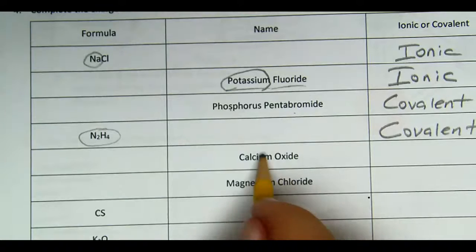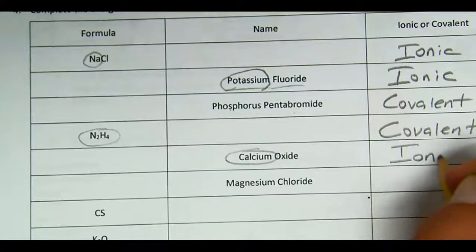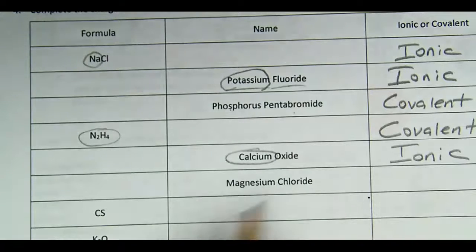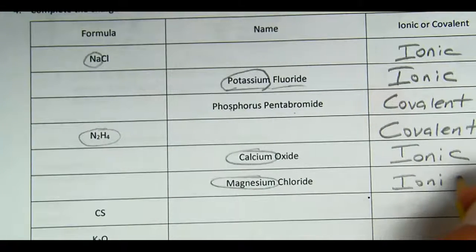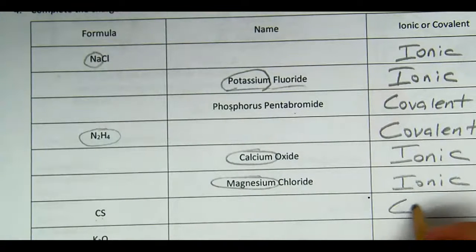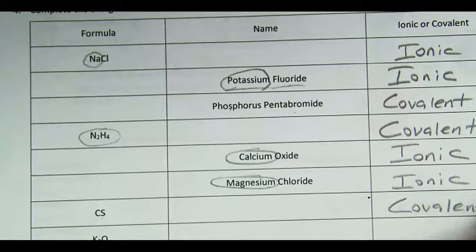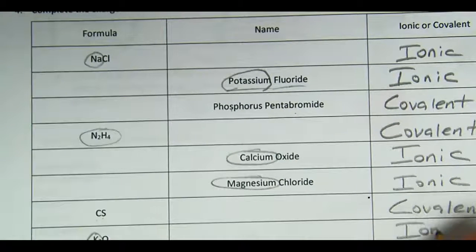Calcium or oxygen? Calcium's a metal, so that's ionic. Magnesium or chlorine? Magnesium's a metal. Carbon or sulfur? Neither one, so that's covalent. And then potassium and oxygen. Potassium is. So the final one is ionic.